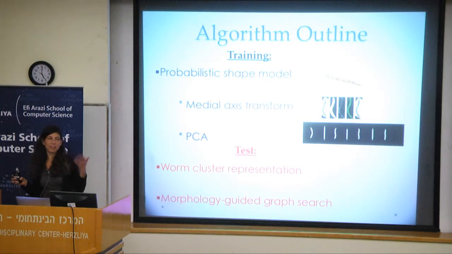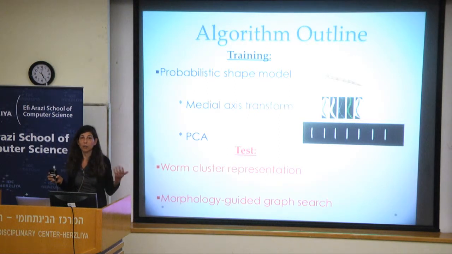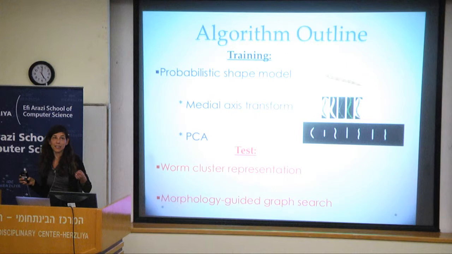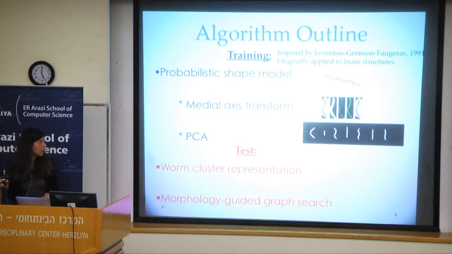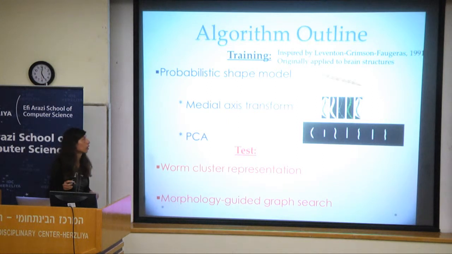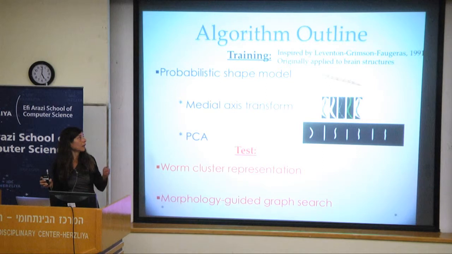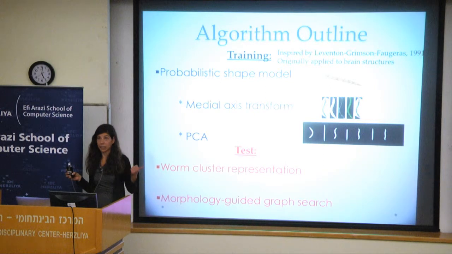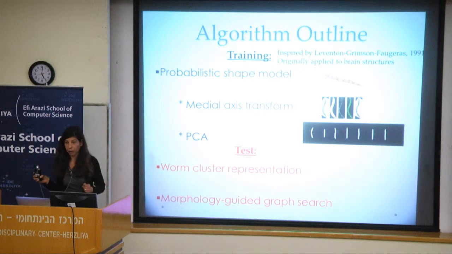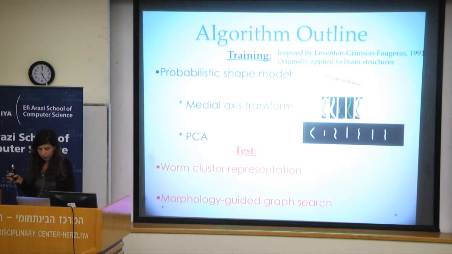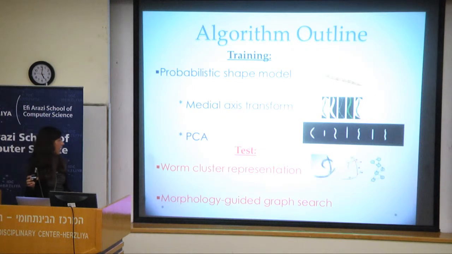So we have a new example, a new vector, and now we have to say how likely this example is a worm. This is not a new idea. In 1991, it was proposed by Leventon, Grimson, and Faugeras, and they used it for brain structure. They didn't use skeleton. They used signed distance function or active contour in order to do that, but we were inspired by this work.